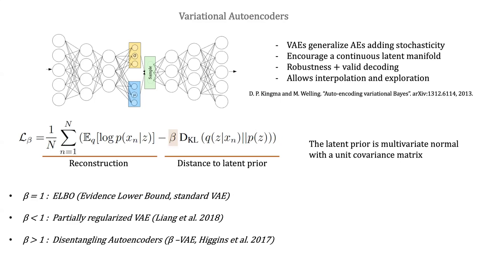What you choose depends on the application. Why, for example, would you choose to go with a large beta, so to design what is called a disentangling autoencoder? Well, if you specify a large beta, that means that you try to be as close as possible to the multivariate normal prior that has a unit covariance matrix. Why is that important? Because that implies that the dimensions of the latent code are uncorrelated, which means that the features that the latent code is going to capture are also going to be, at least mostly, uncorrelated. That's why these are called disentangling autoencoders, because they try to disentangle the latent code into things that are orthogonal, or mostly orthogonal, to each other.